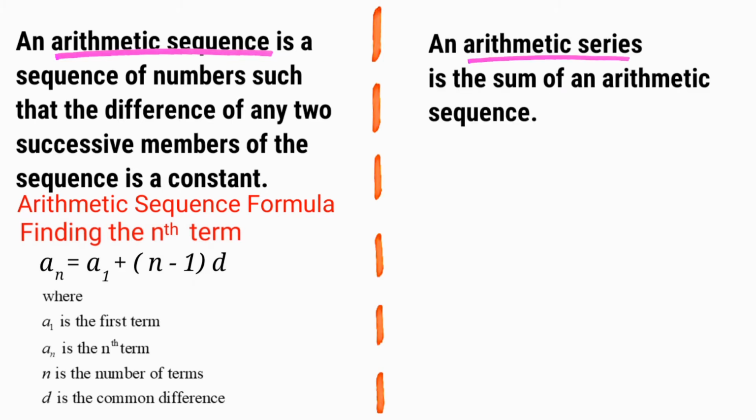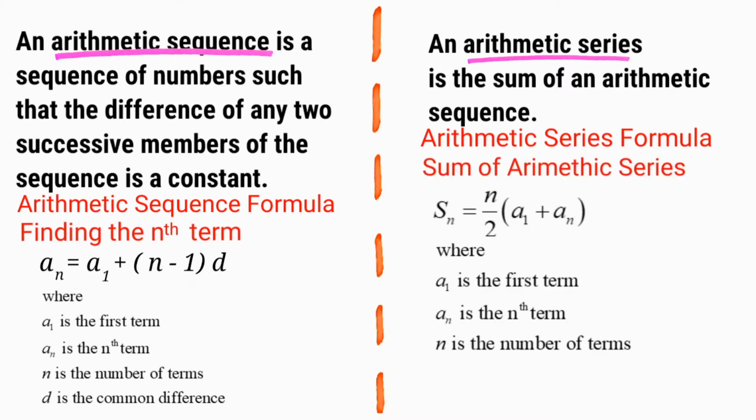On the other hand, an arithmetic series is the sum of an arithmetic sequence. The arithmetic series formula for the sum of an arithmetic series is S sub n is equal to n divided by 2 times the quantity a sub 1 plus a sub n, where a sub 1 is the first term, a sub n is the nth term, and n is the number of terms. Now, let's solve the following problems.